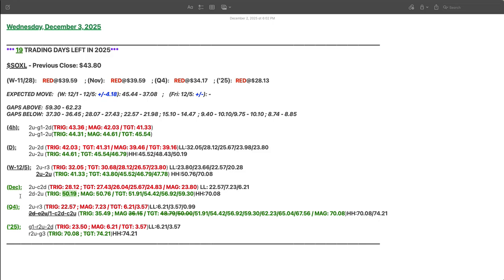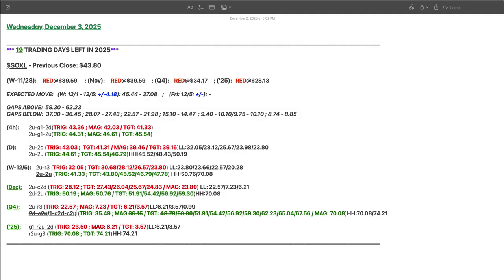And oops, that's the high of last month, not the 50.76, but the 50.76 is a higher high on the week time frame. The 50.19 is the 2 up trigger on the month, last month's high. If we do trigger that, there's not a lot of magnitude to that 2 down 2 up reversal. It's just about 50-60 cents to 50.76, but we do have our extended targets listed here.